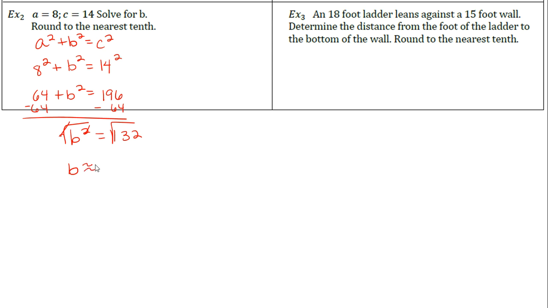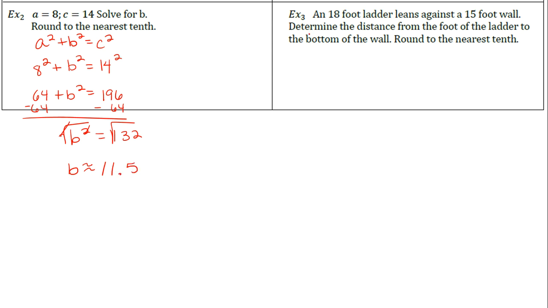I'm going to use my calculator. We could estimate like we learned how to do in Unit 1, but with this unit, you can use your calculator. We're going to have the square root of 132, and that gives me about 11.489 and so forth. We're going to round to the tenth, so we'll have 11.5.